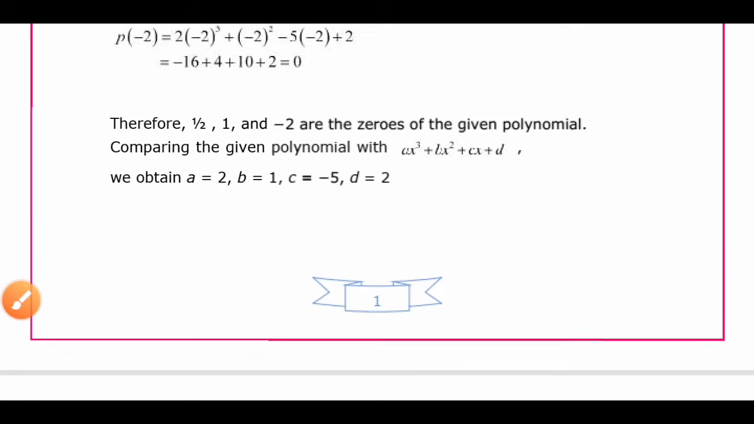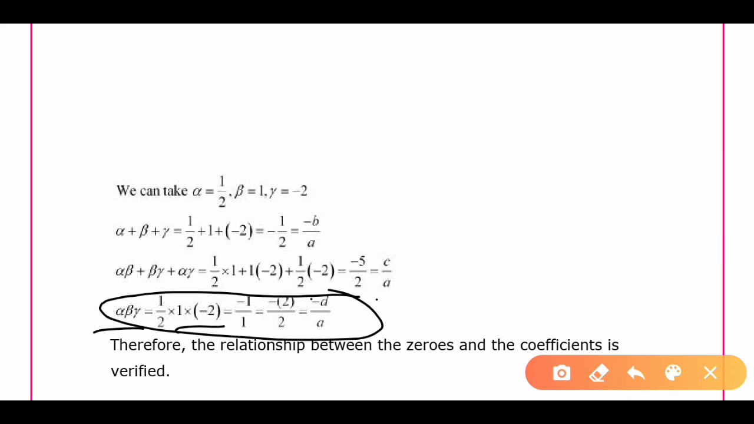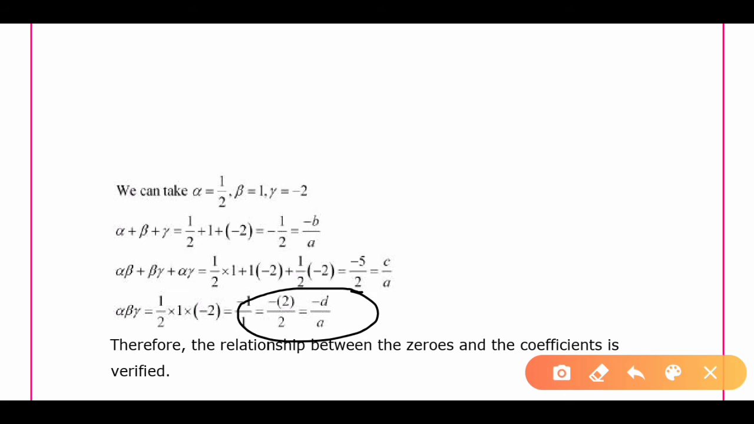Again, alpha into beta into gamma will be equal to half into 1 into minus 2, that is equal to minus 1 by 1, or we can say minus 2 by 2, that is equal to minus 1, and this one is equal to minus d upon a. So we can say minus d upon a is equal to minus 2 upon 2.